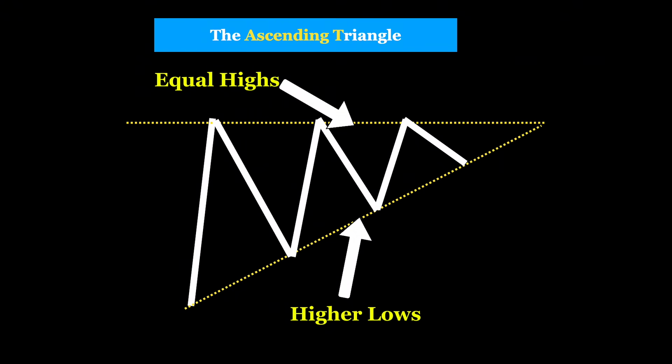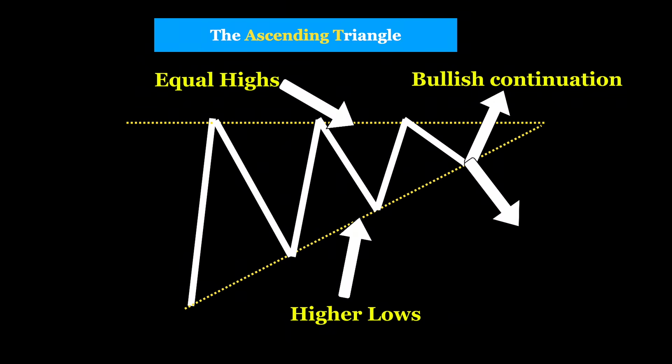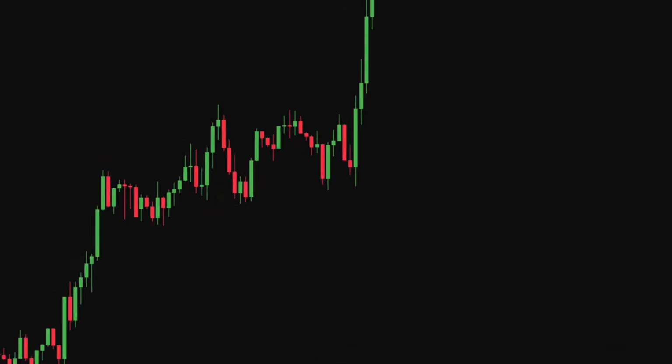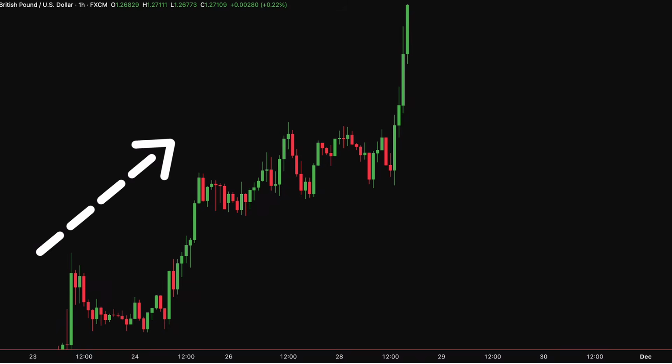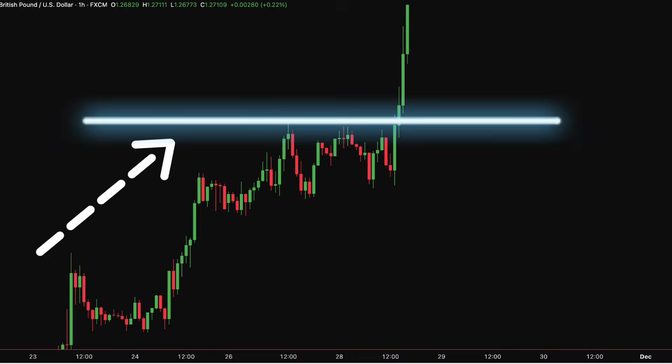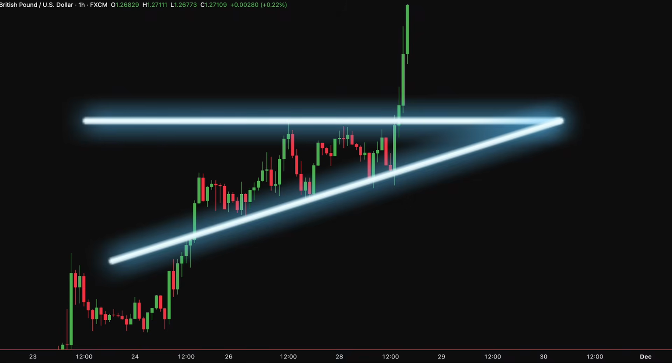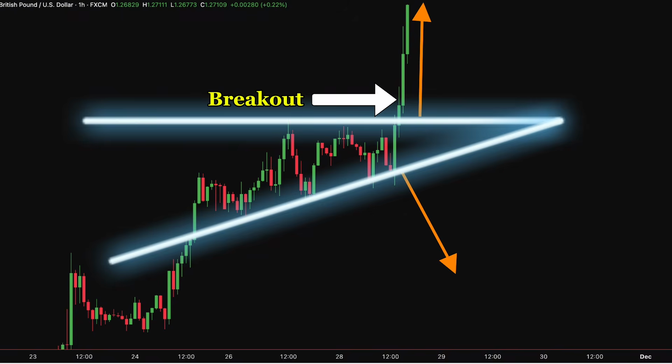Now, two scenarios can play out. If price breaks above the resistance, it confirms a bullish continuation. But if price breaks below the ascending trend line, it can indicate a reversal to the downside. Let's look at this on the chart. The price was in an uptrend, forming equal highs and higher lows, a classic ascending triangle. When it broke above the resistance line, the move signaled a continuation of the trend. Had it broken below instead, it would have confirmed a reversal.